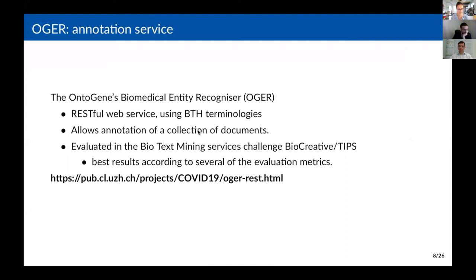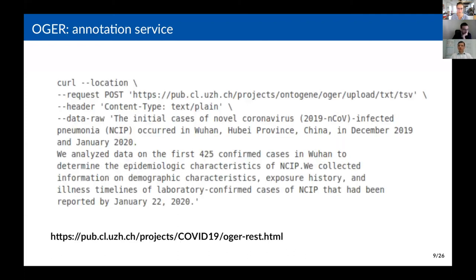We also evaluated this service in a number of challenges. I will mention this in a moment. If you follow the URL that I provide in this slide, you will get the description of this RESTful service. The URLs will also be provided in the final slide. This is an example of how to use the web annotation system. We just provide an automatic query to the service. This is the URL that you have to query, and you submit text like this.